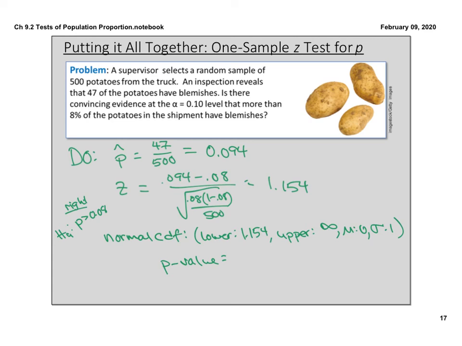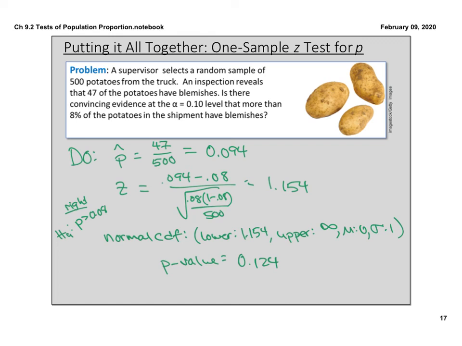So second distribution, go to normal CDF. You've got 1.154 for your lower. Upper is positive infinity. I just do 1 with a whole bunch of zeros. 0 and 1 is my standard mean and standard deviation. I get a p-value of 0.124. Okay, so there's my p-value.